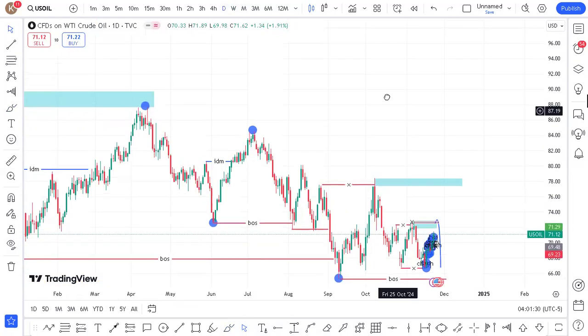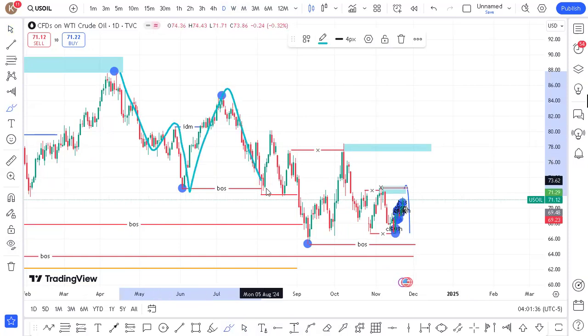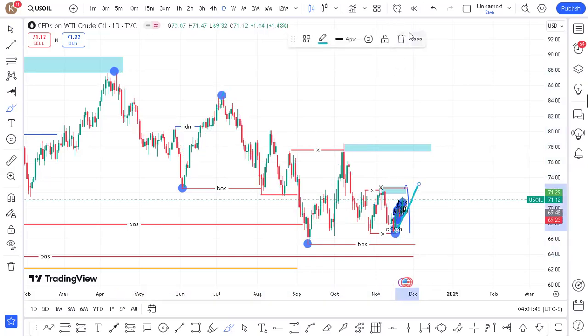And when I go to the daily time frame again, you can see the structure. The market has been taking out the inducement, breaking the structure, taking out the inducement, breaking the structure. So the market is still bearish, and I was just trading a pullback to a certain level.